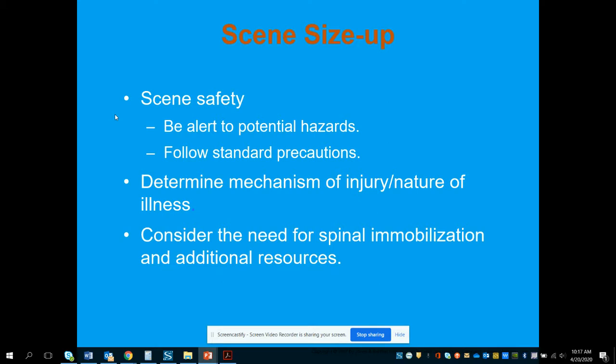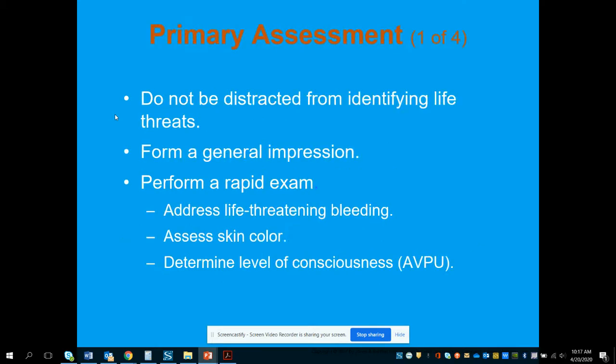Considering the need for spinal immobilization and additional resources, don't be distracted from identifying life threats. Remember, a lot of times our external injuries can look very graphic, even if they're not that serious. Injuries to the face and to the scalp are very vascular areas, and they can look a lot worse than what they really are. So it looks like you're losing a lot of blood, or it just looks really bad, but that's not necessarily a life threat.